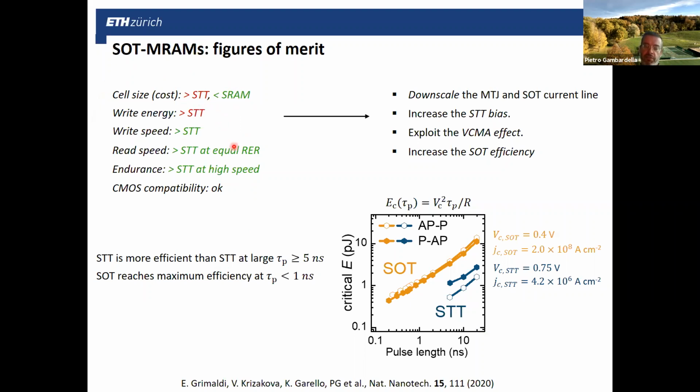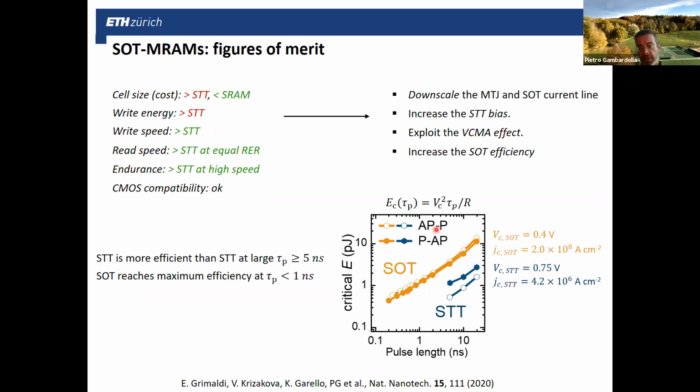And with the materials in use today, the write energy of an SOT MRAM is still larger than STT. And that's because essentially the charge-spin conversion in a material like tungsten is still a fraction of the total charge current. So in this case, spin transfer torque is more efficient.